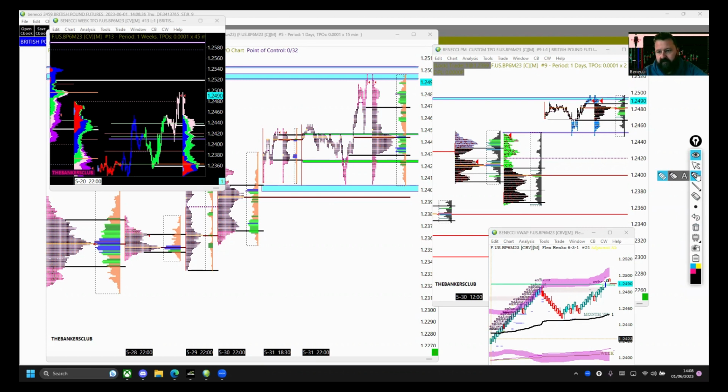So I got short there, took profits there. I then got long and took profits somewhere around about there. Not bad, eh? And I put all the screenshots, the befores and afters, in the Discord. Right, so let's get into it.